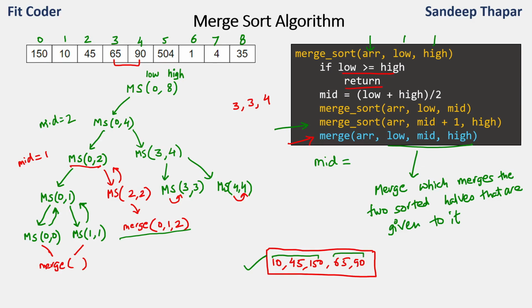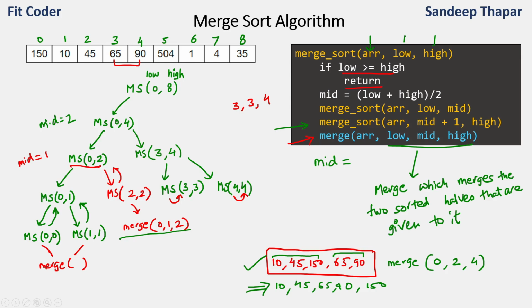At this point the merge function will be called with the parameters low is 0, mid is 2 and high is 4. So this merge function will sort these two halves of the array and the sorted array will be 10, 45, 65, 90 and 150. So now the first half of the entire array is sorted.